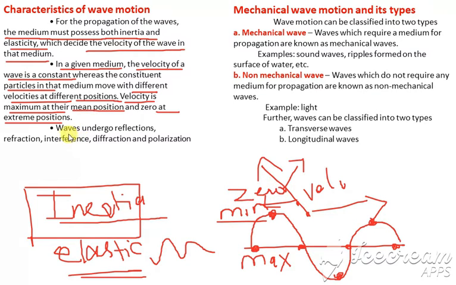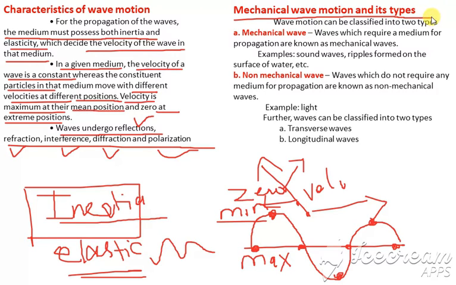Then the properties that waves undergo: waves undergo reflection, refraction, interference, diffraction, and polarization. So what are the properties that waves undergo? Reflection, refraction, interference, diffraction, and polarization. Clear? Next we have the mechanical wave and its types.